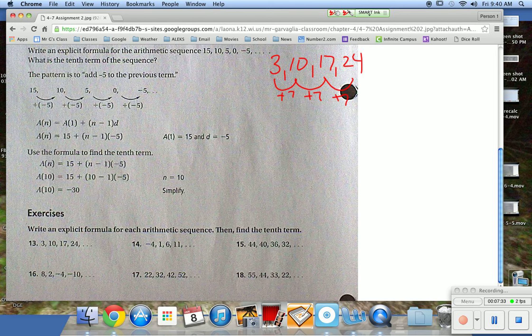Okay, so I know that I'm adding 7 to it, so D is going to equal plus 7. That's the difference between each of the terms. Now, I've got to find where my A1 is at. What's my A1 in this term? Jessa, what's the first term? 3. That's the first term.